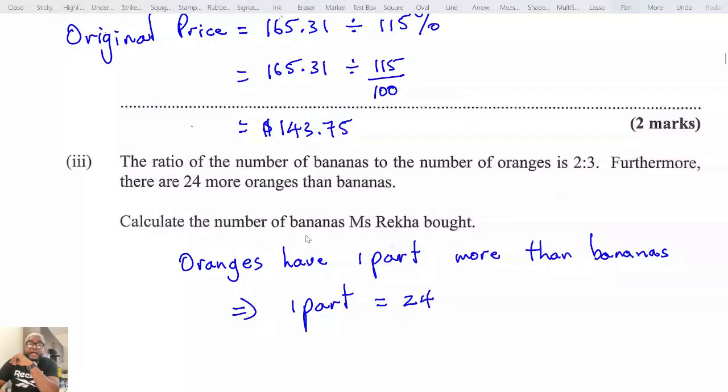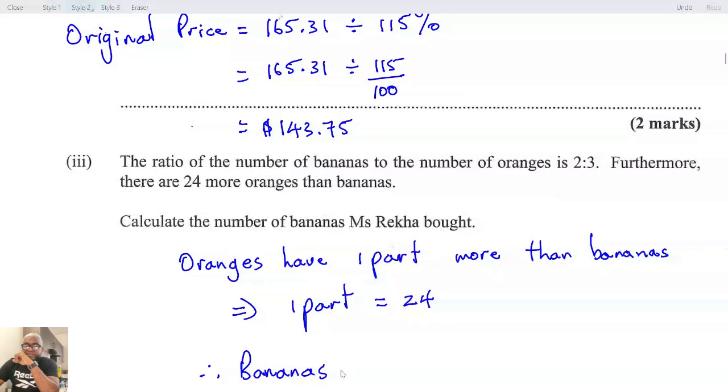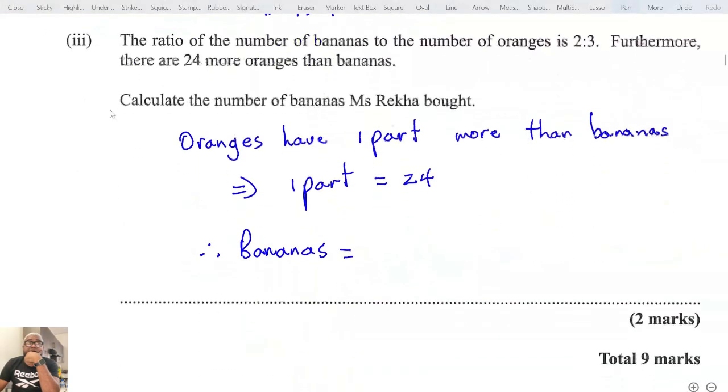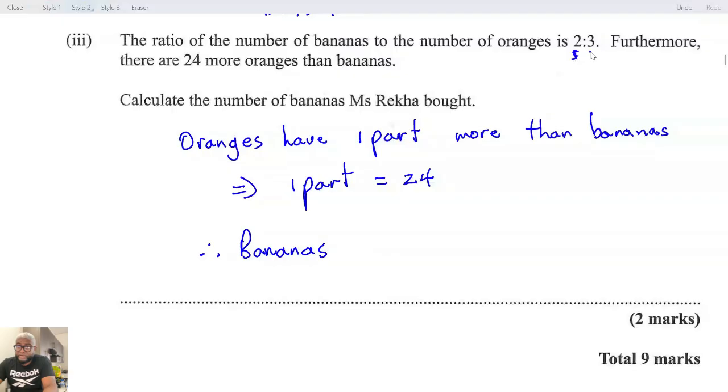So they want to know, calculate the number of bananas Miss Rika bought. So how many parts represent bananas? 1 part. 1 part represents bananas. Somebody want to second that? No, not 2. 2 parts. I'm asking you the most trivial questions here. Look at right here. It's bananas to oranges. So this first number here is bananas, and the second number would be oranges, right? So bananas would be 2 parts, right?